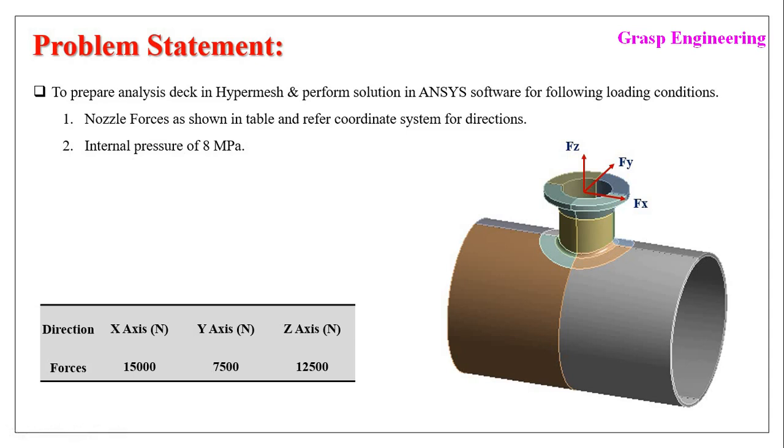Basically this nozzle is subjected to 8 megapascal internal pressure. For this nozzle shell junction, we need to decide where to put the boundary condition and where to apply the compensating pressure. In short, we will consider this face as a fixed constraint, and on the other two faces we will apply a compensating pressure. So let's go to HM and start the video.